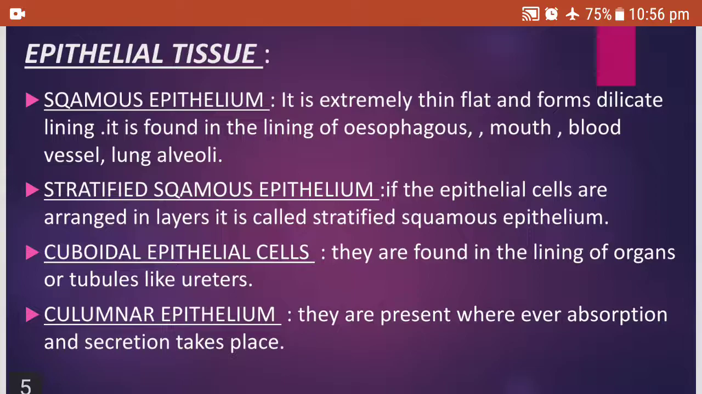And if they are found in the lining of organs or tubules like ureters, then it is called cuboidal epithelium. And remember, wherever the epithelial cells are present where there is absorption and secretion, they are called columnar epithelium.